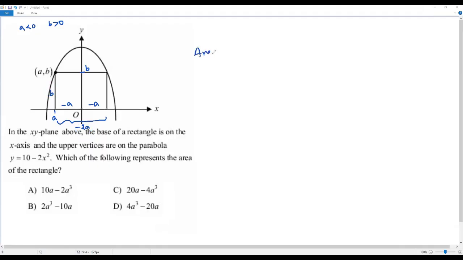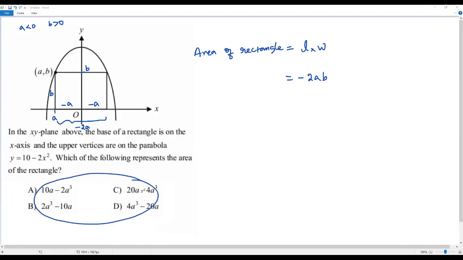Now let's find the area of the rectangle. Area of a rectangle equals length times width. Here the length is negative 2a and the width is b. I got the area of the rectangle, but when I go over the answer choices, in each answer choice I have the area of the rectangle only in terms of a. So there is no b. Now we have to get b in terms of a. For that, we can consider the equation of the parabola, y equals 10 minus 2x squared. And the parabola passes through the point (a, b).